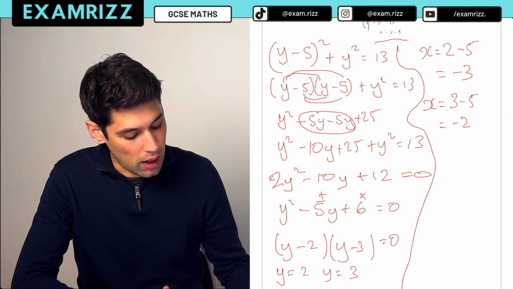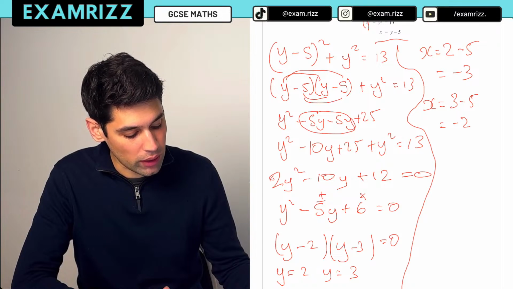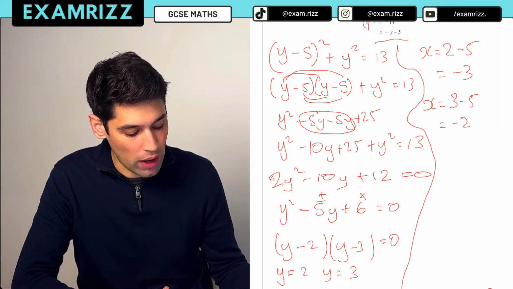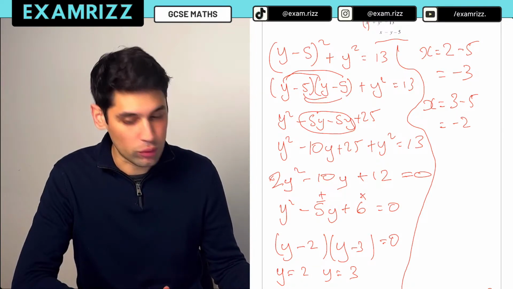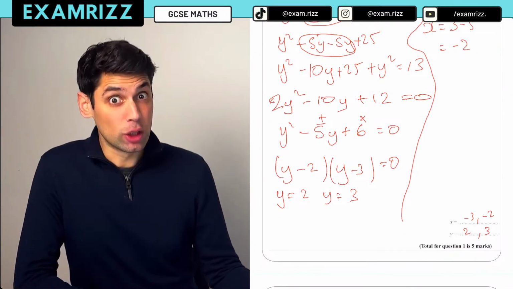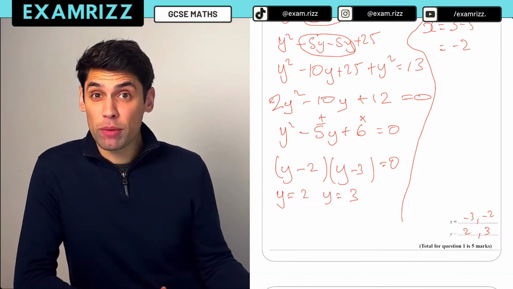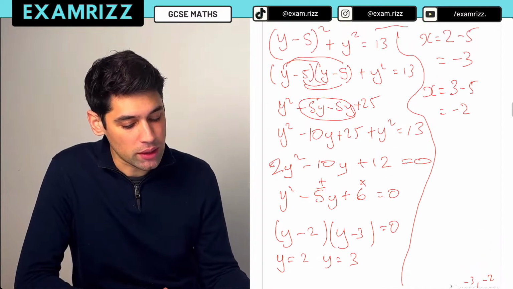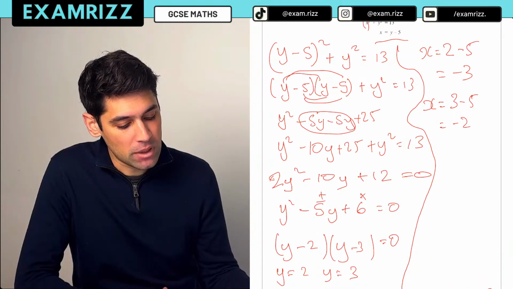So our x values are minus 3 and minus 2, and our y values are 2 and 3, which I wrote at the bottom there. It's a lot of work, but it's worth a lot of marks, so it's definitely worth it. Let's try another one.